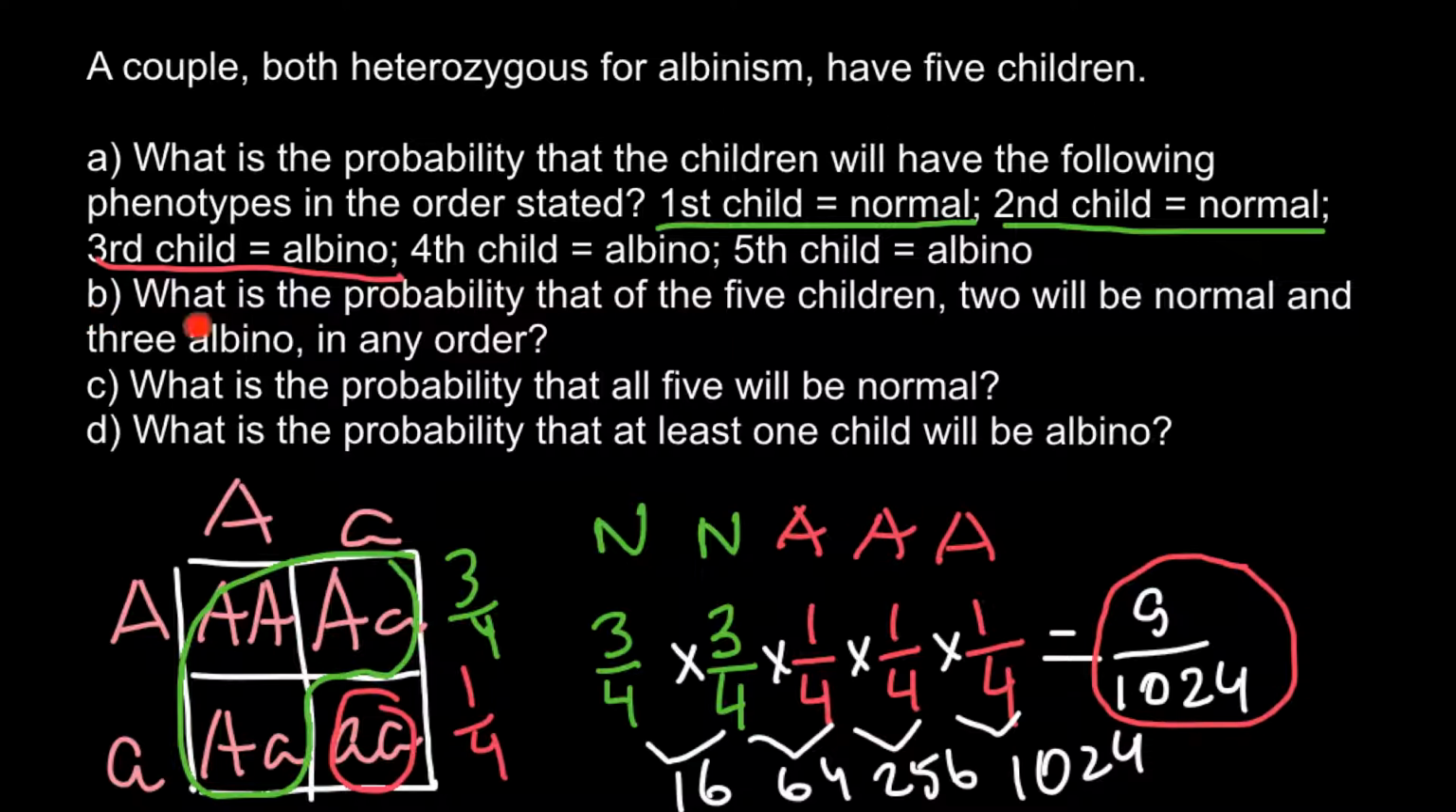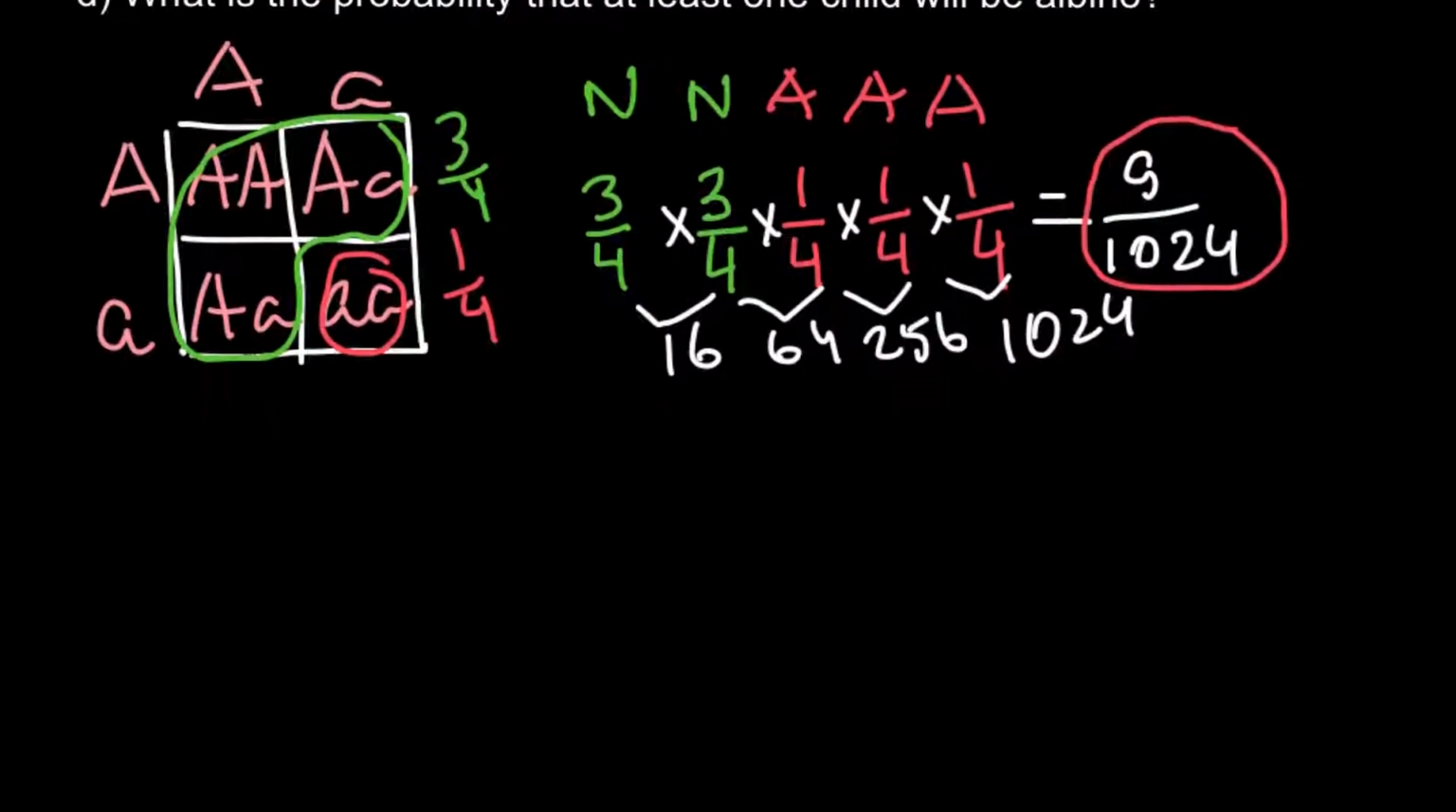So question B: what is the probability that of 5 children 2 will be normal and 3 albino in any order? What is important here is that the order is any. Basically, this question is similar to the previous question, but there the order is given. Now we have to solve the same problem when order is not given. So we may have different variants. For example, when first child would be affected, then second child would be normal, and so on. So many different variants exist, and let's find how many different variants exist.